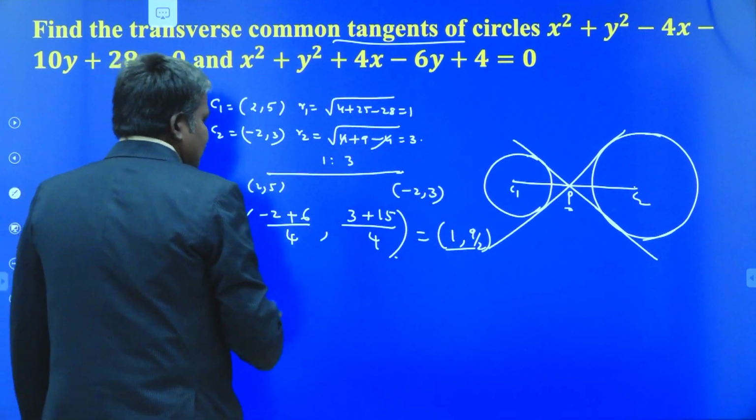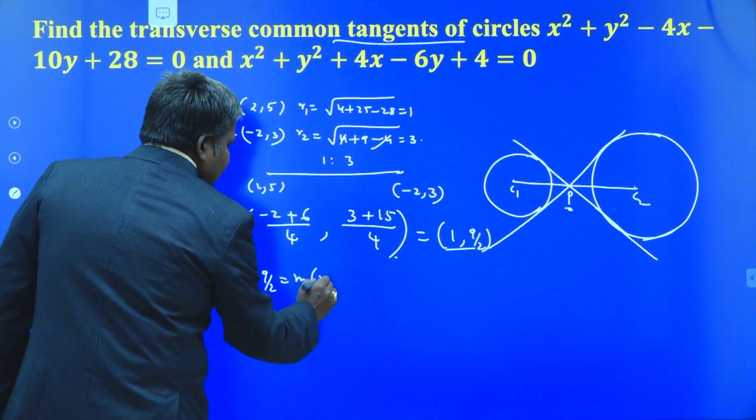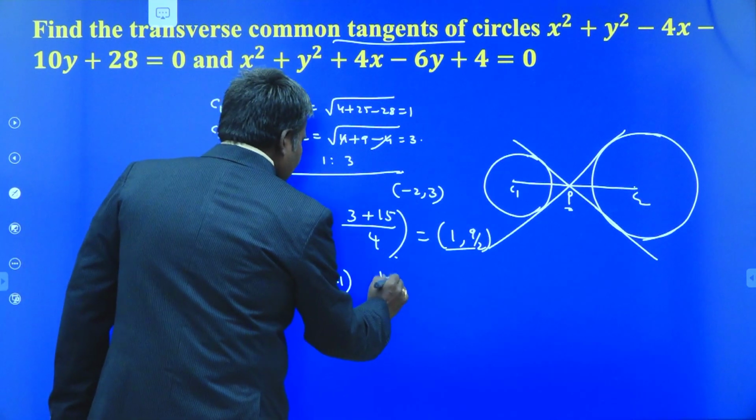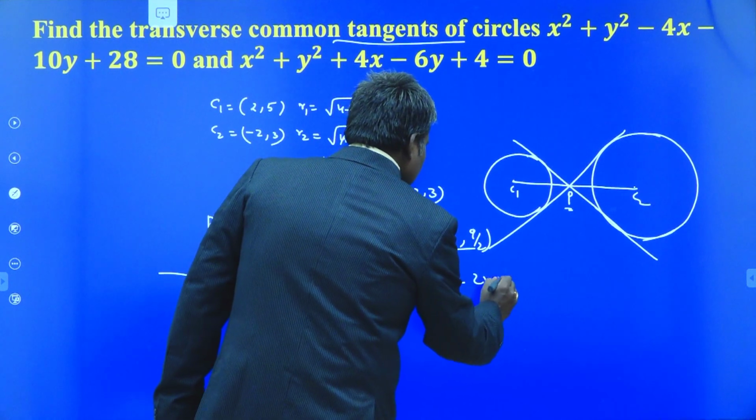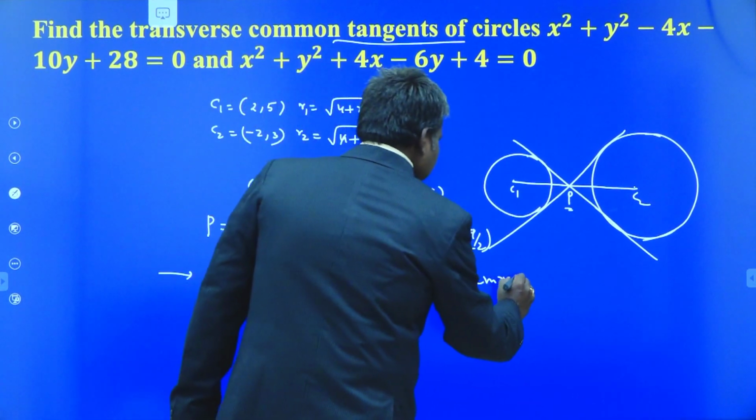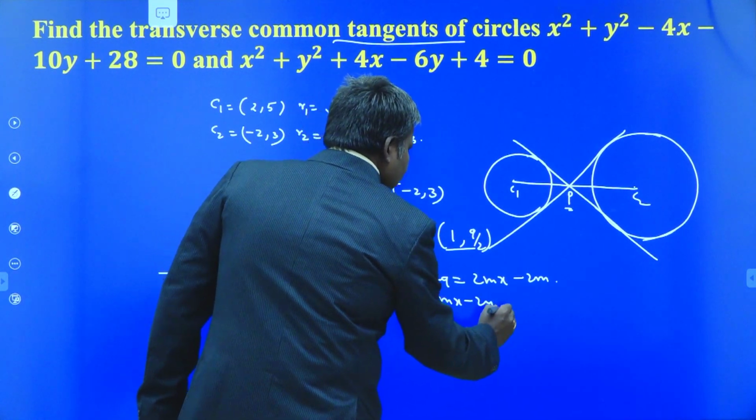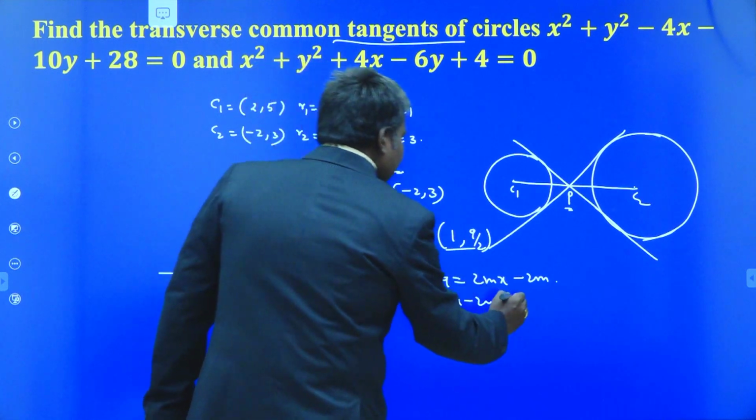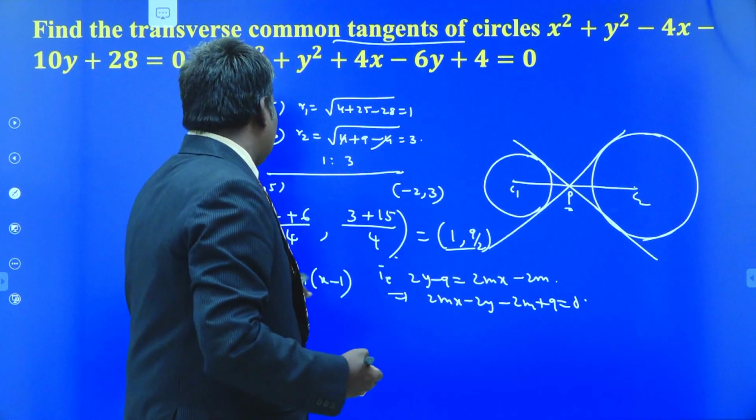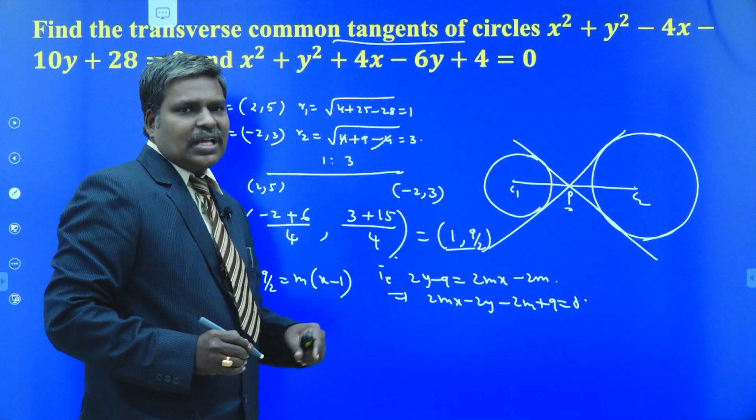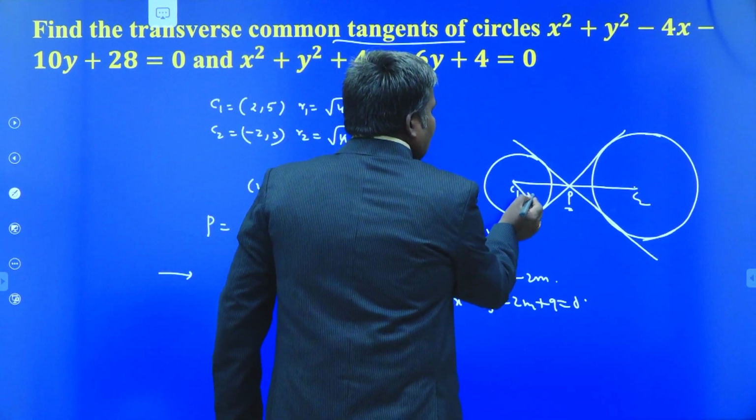The equation of any line passing through that point is of the form y minus 9 by 2 equals m into (x minus 1). That is what now? 2y minus 9 is equal to 2mx minus 2m. Implies 2mx minus 2y minus 2m plus 9 is equal to 0. This is any line passing through this point. If it is my transverse common tangent, you have to apply r equal to d.